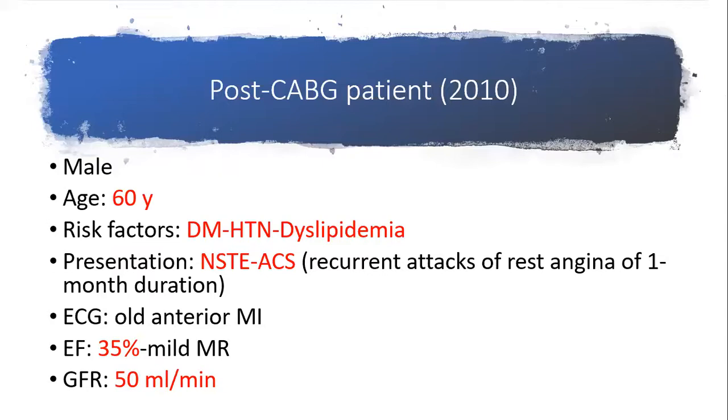He is a 60-year-old male. He has risk factors in the form of diabetes mellitus, hypertension, and dyslipidemia. His presentation was non-ST acute coronary syndrome in the form of recurrent attacks of chest angina over the past 1 month. His ECG showed old anterior myocardial infarction. His ejection fraction by echo is 35% in the presence of mild mitral regurgitation, and he has a borderline GFR of 50 milliliter per minute.